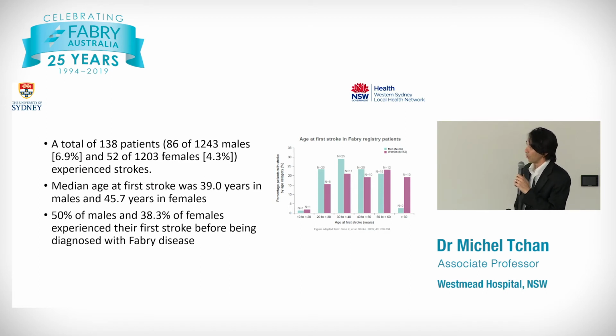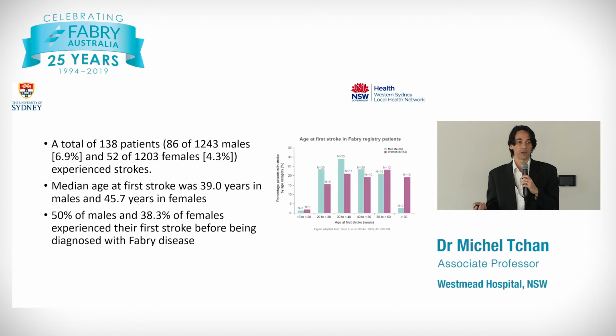So, although it is talked about as an important thing, I think it's important not to make too much of it, or to make it a frightening thing, even though it is important. One thing about stroke in Fabry though is if it is going to happen, it does tend to occur at a younger age than in the general population. So you can see here the median age at first stroke was 39 years in men and 45 years in women.